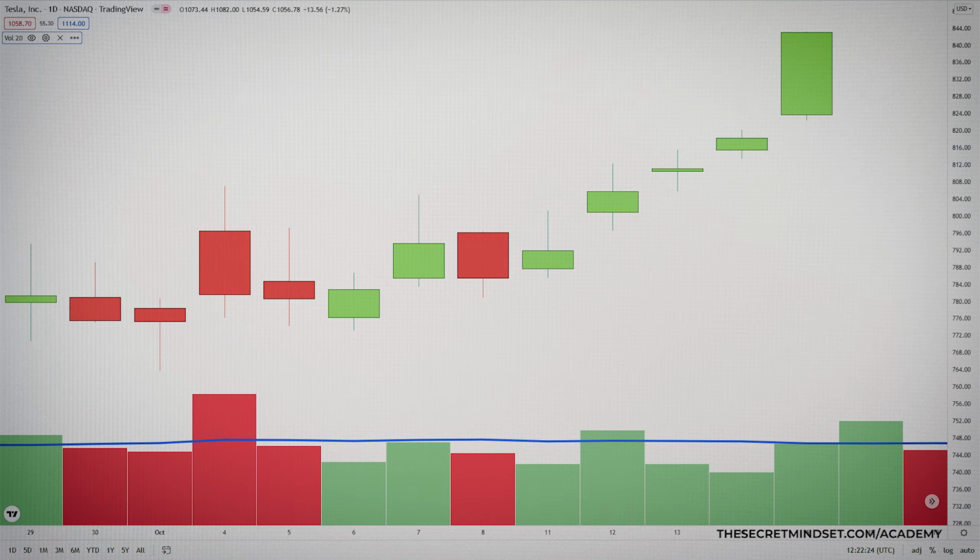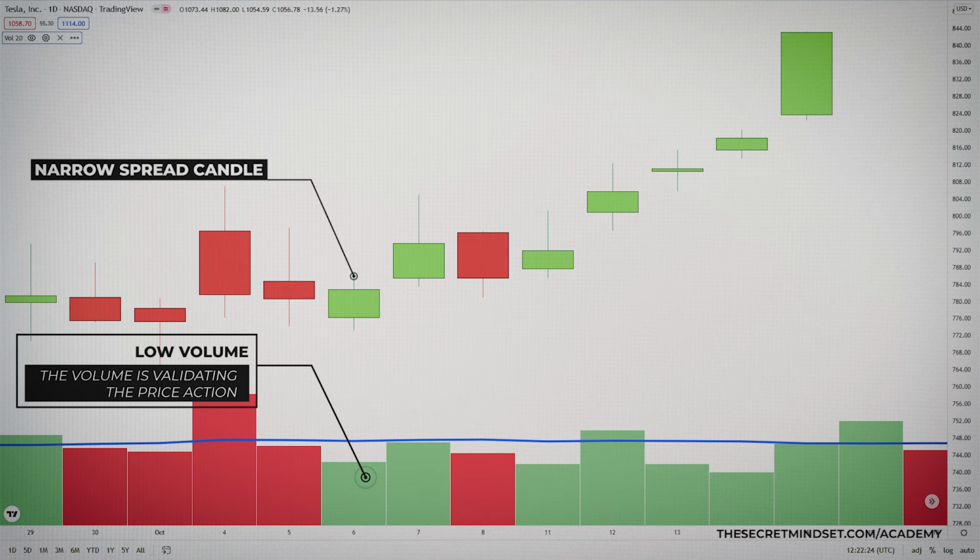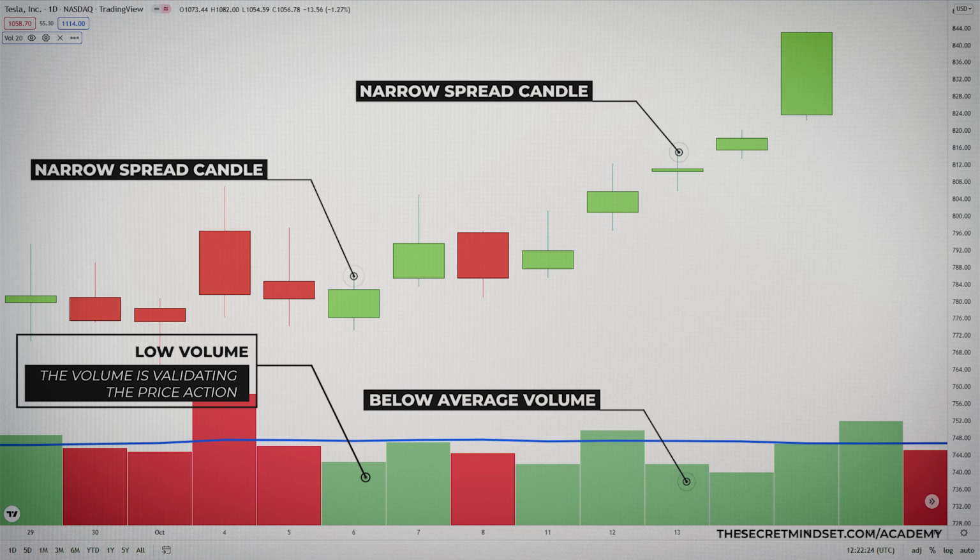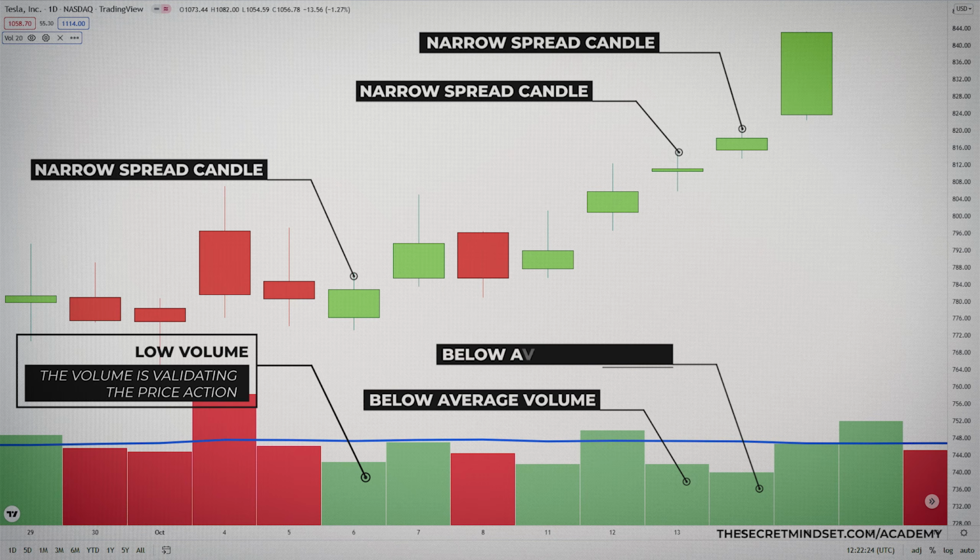Here we have an example of a narrow spread candle formed on low volume. In this case, the price has increased, but only marginally higher, and the spread of the candle is therefore very narrow. The wicks to the top and bottom are once again small. The associated volume is well below average and is once again validating the price action.